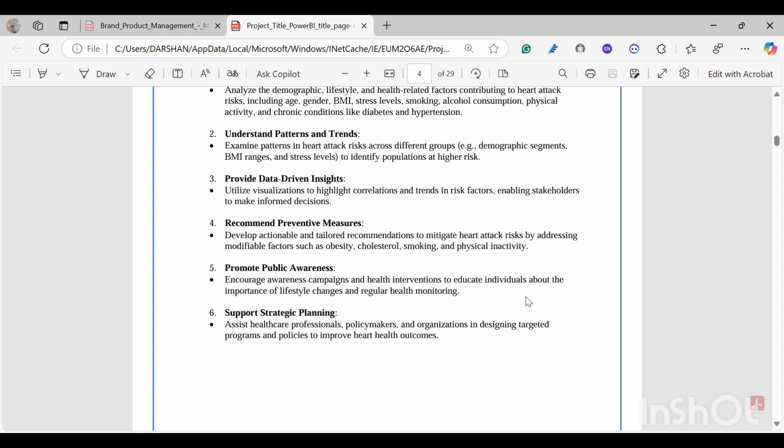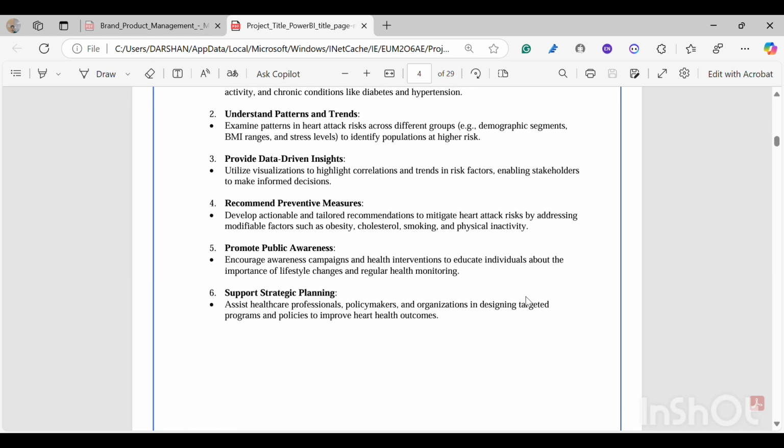The fifth one is to promote public awareness. We already understood which preventive measures we need to consider. By aligning towards those preventive measures, we can promote public awareness using different campaigns and different marketing activities. And the sixth one is to support strategic planning by assisting healthcare professionals, policymakers, and organizations in designing targeted programs for those particular measures, so they can improve heart health outcomes.